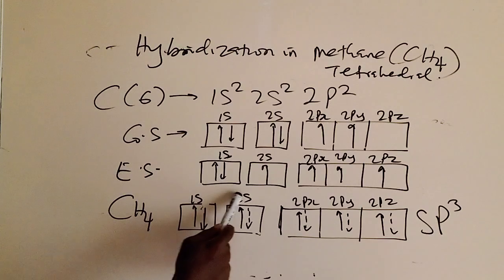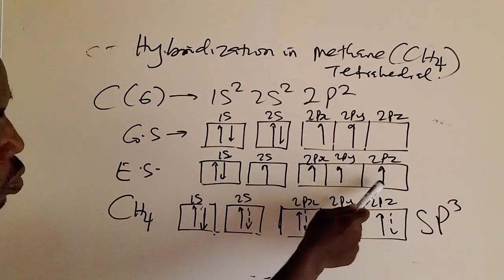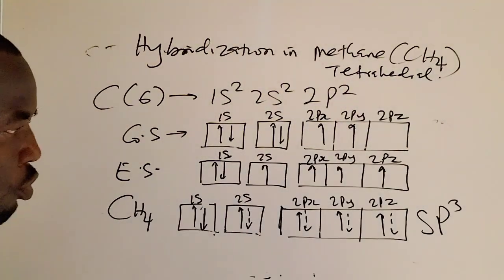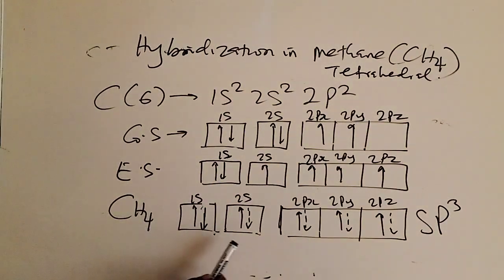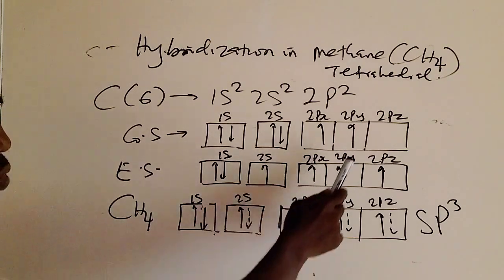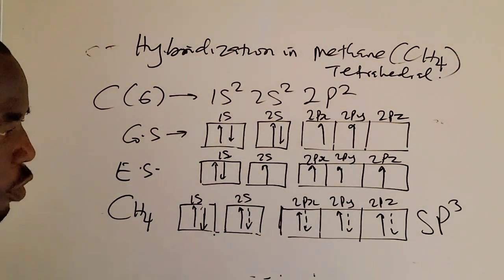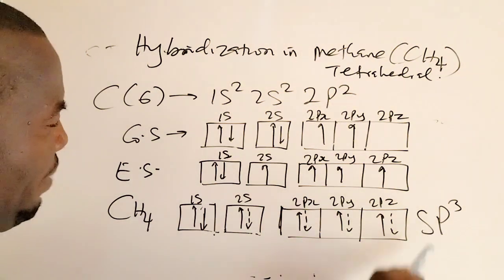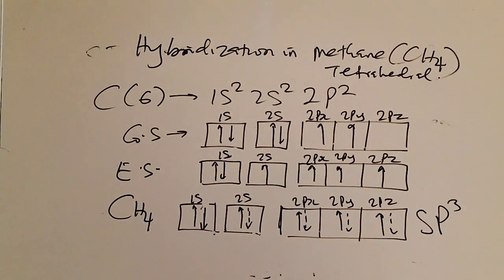So this is the excited state. You have 1, 1, 1, 1, 4 unpaired electrons to accommodate the 4 from hydrogen. So in methane, the hydrogen electrons will now fill up 1 in 2s, 1 in 2px, 1 in 2py, 1 in 2pz, making it 4. We now have s and then 3 of the p, so sp3 hybridization is formed in alkanes, or in methane.